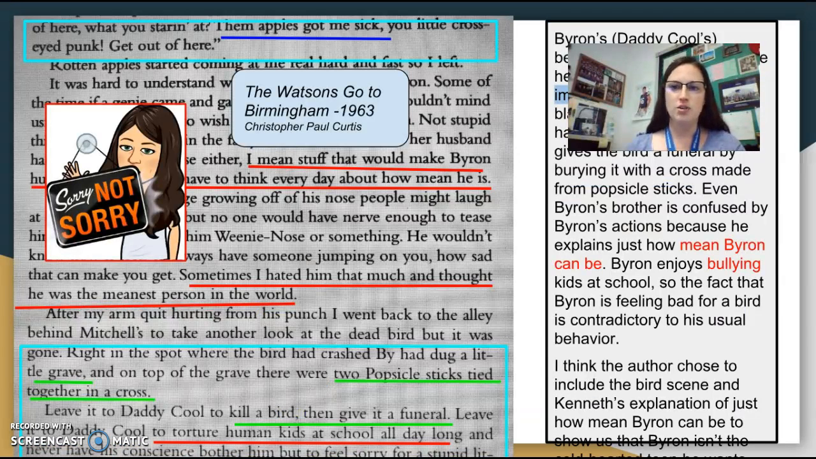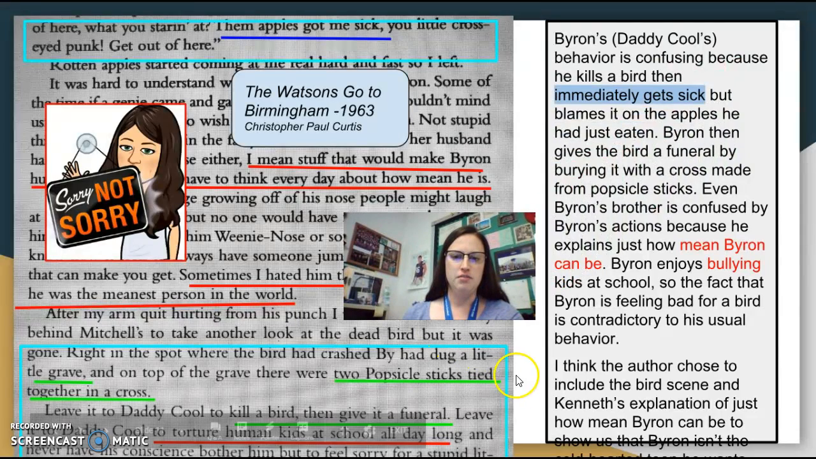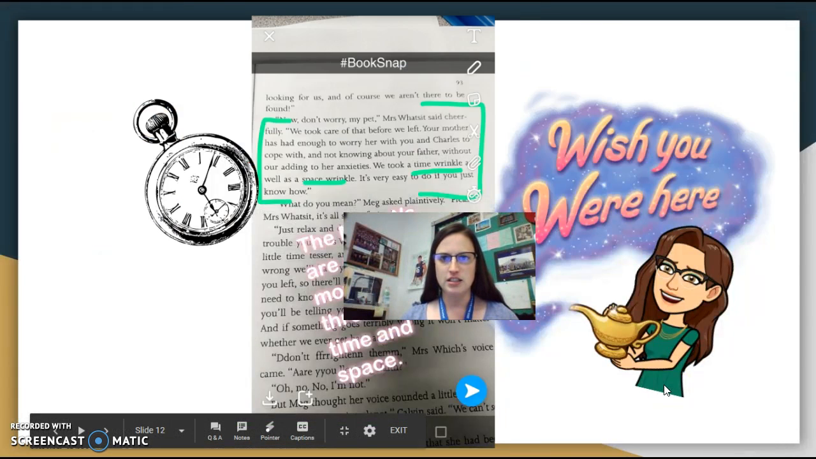Here's another really good one. This one is over The Watsons Go to Birmingham. They underline the important things, put a box in, and then wrote about why his behavior is cool or confusing. This is the main character's older brother. He thinks he's this cool guy, but then he shows compassion after he kills this bird, and there's an explanation of why they think this is included.